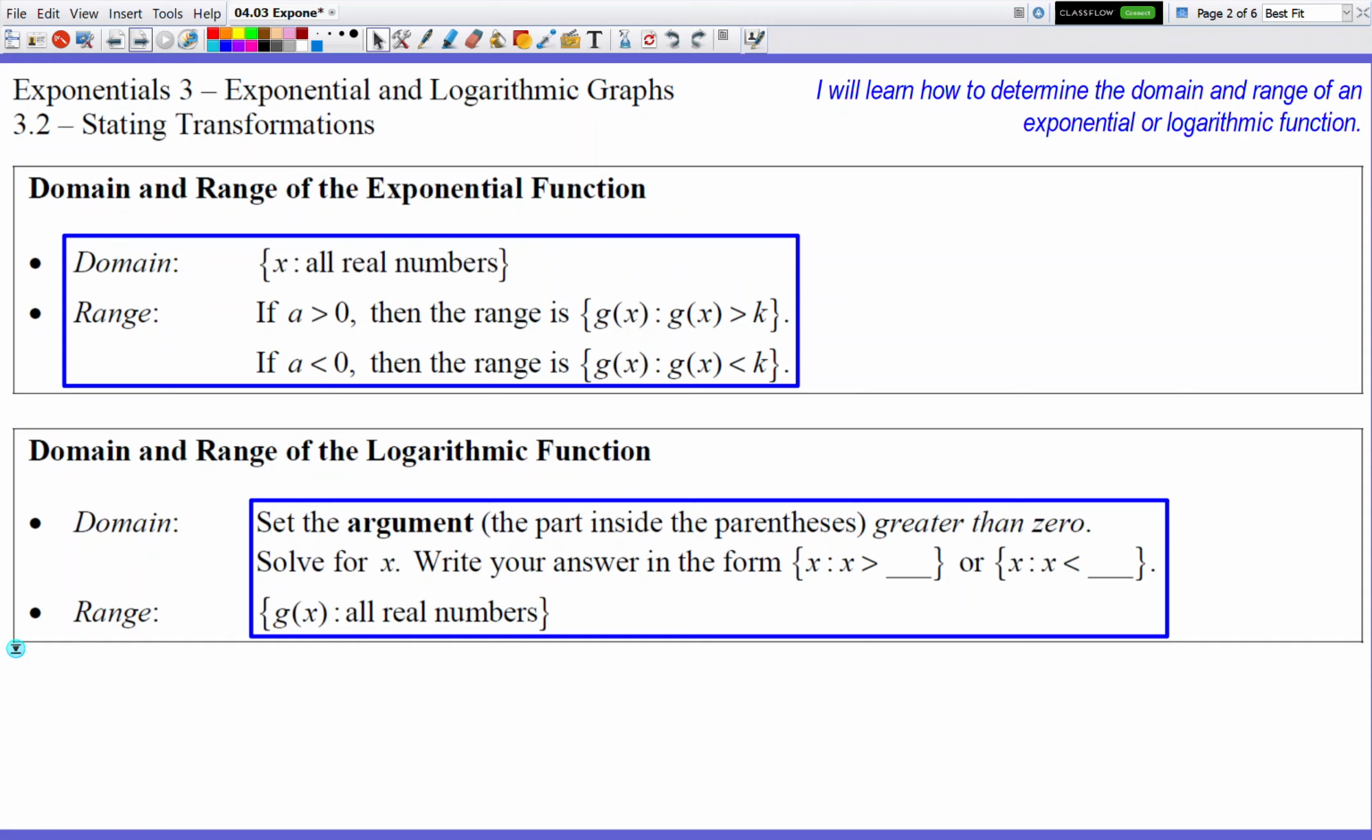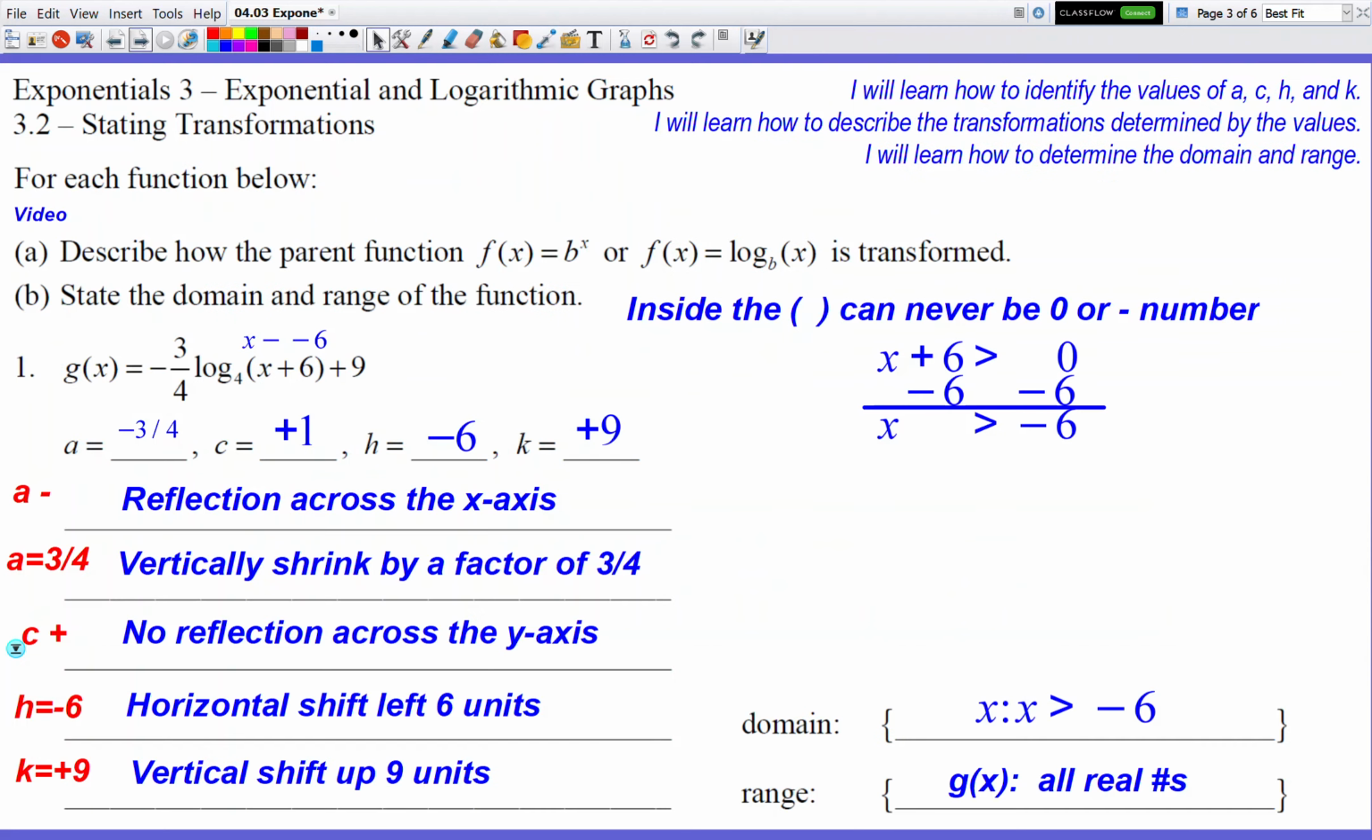So you want to set it greater than 0, then solve for x, and whatever you get when you solve for x is going to be your domain. Okay? So I'll show you how that works in action as I get to the live problem. So let's move on to the live problems finally.